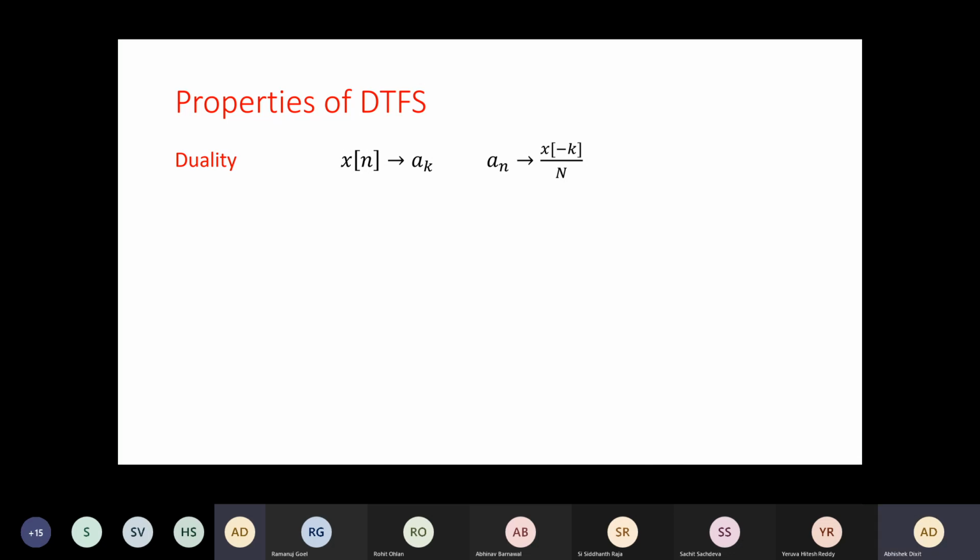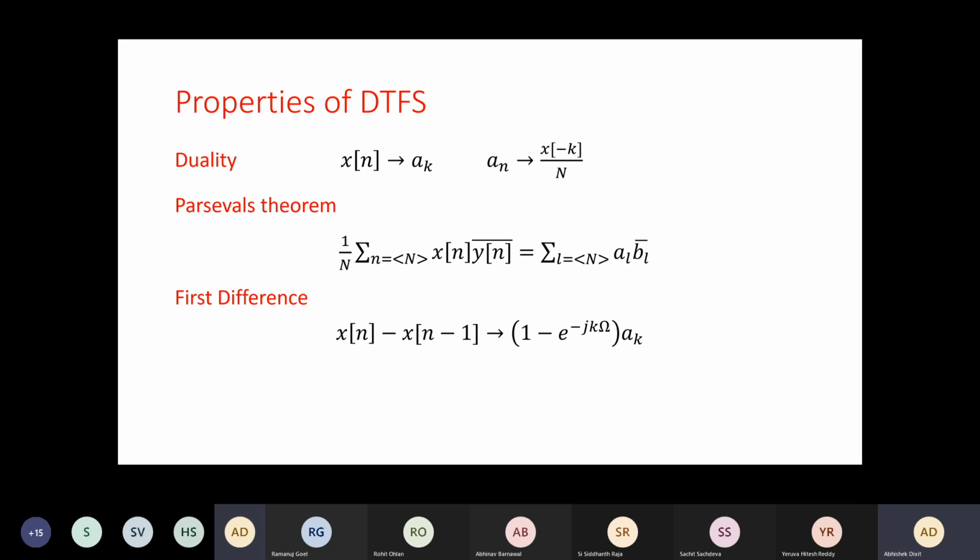First one is duality. You can look at the proof in the textbook. I will not repeat the proof because we have done all these proofs in a lot of detail for other cases, other domains. So there is duality in DTFS. Parseval's theorem is also valid. What does Parseval's theorem say? Inner product in the time domain can be computed by taking the inner product in the frequency domain. That's it. Again, this is valid. Finite difference is also valid, right? We have also seen this property. It's also valid.